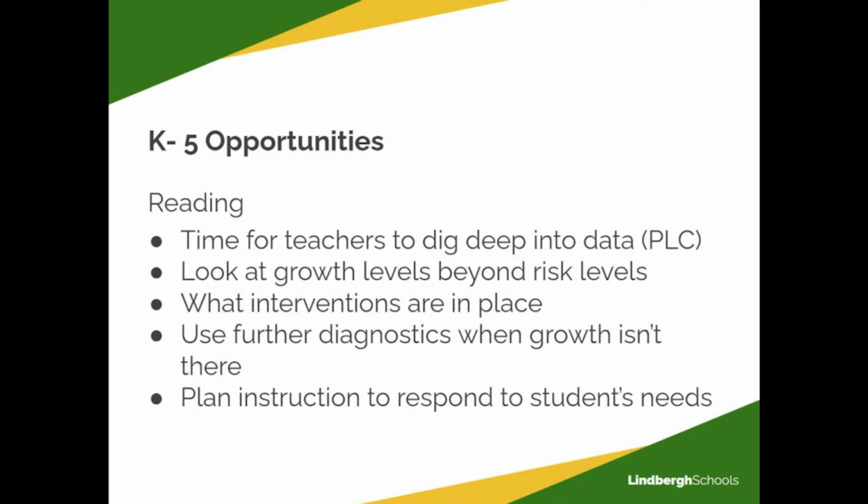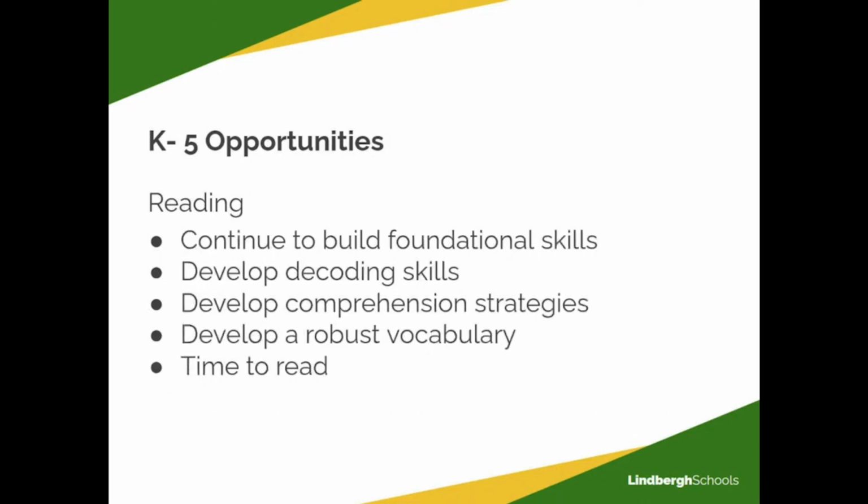As I said early when I was talking, we have to look at the growth levels beyond just the risk levels, because you can dig deeper and get a better story. And sometimes it's like, well, I know they're down the high risk, but we are showing some good growth. But we also have to look, yeah, they're up at the low risk, but we're not seeing the rate of growth we want. So we have to look at everybody and make sure we're getting the growth we need. Sometimes we need further diagnostics when we don't see that growth to try and really pinpoint what the deficiency might be. And then we turn around and we plan instruction to respond to the needs of the students. We got another reading slide there, Colin.